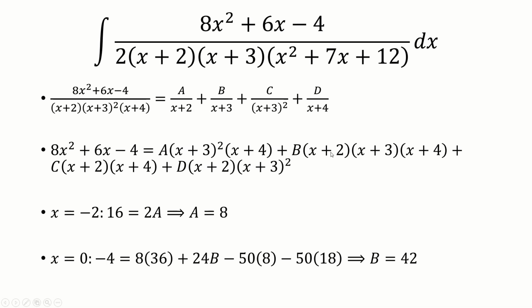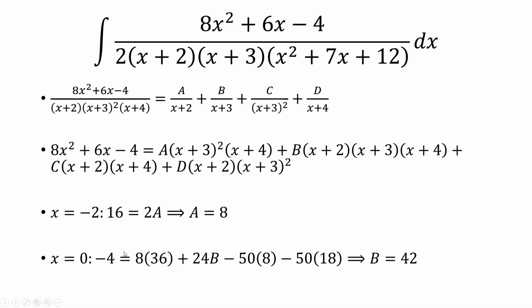And so you just continue. The next one we see is (x + 2). What x value makes it 0? Well, −2. Plug it in. On the left side, you get 16. On the right side, you get 2A. That means A has to be 8. So −2 is done. We already did −3 and −4. So just plug in another value. To make it easy, plug in x equals 0.